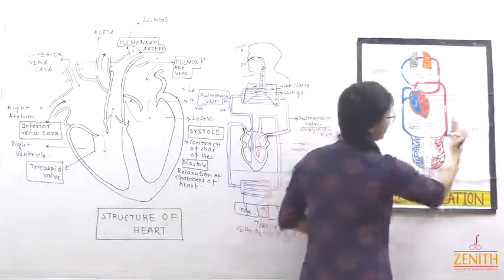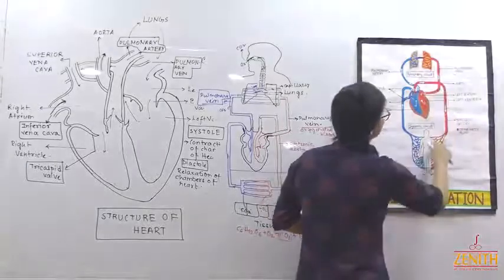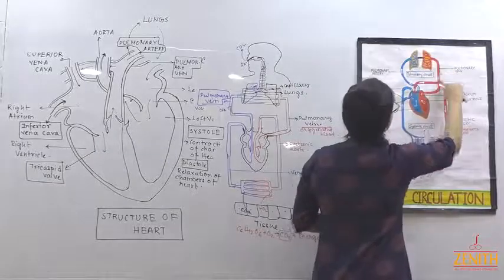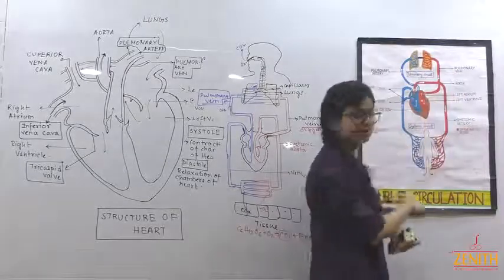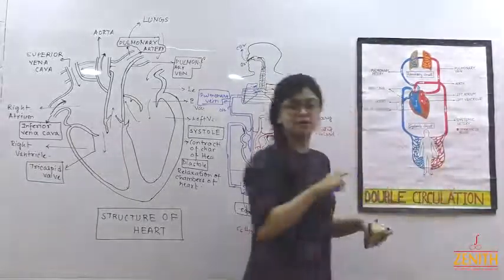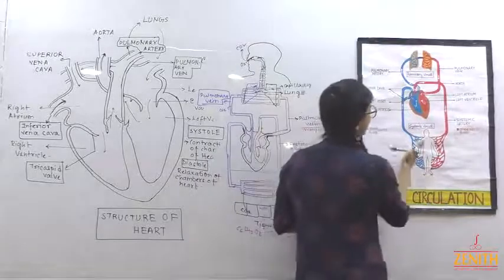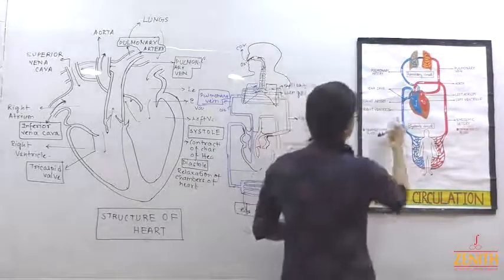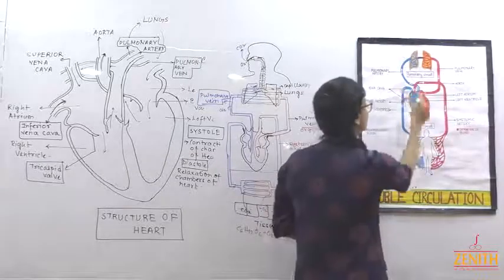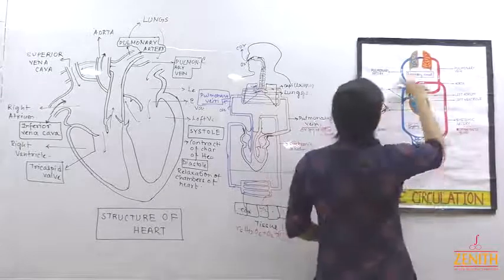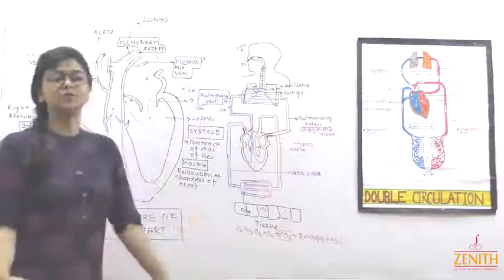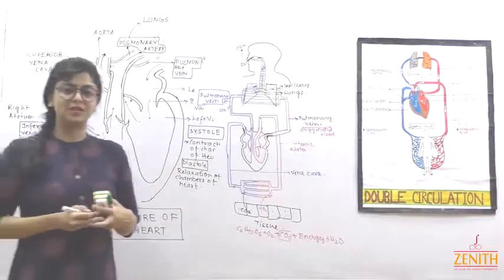So we can count in the left side, the oxygenated blood is flowing. Oxygen flows from the lungs through the pulmonary vein to the left atrium, to the left ventricle, through the aorta to the different parts of our body. Different parts of our body generate CO2 that will be carried by the superior and inferior vena cavas. It will enter into the right atrium, then the right ventricle, then by the pulmonary artery back to the lungs. From the lungs, the CO2 will go out. So this is about the double circulation.